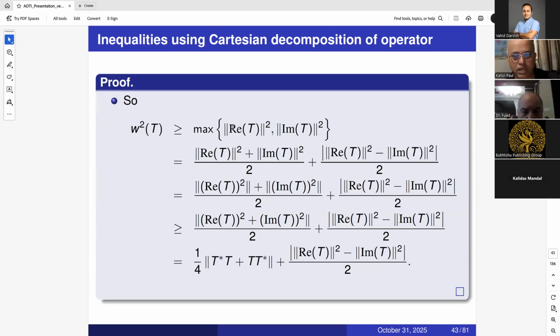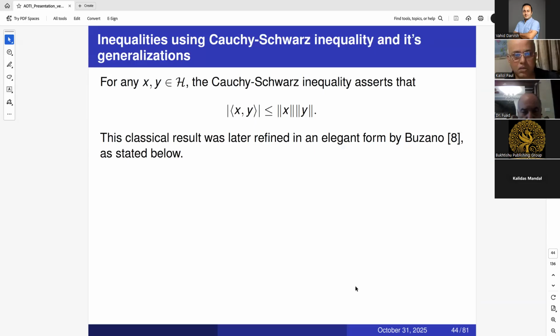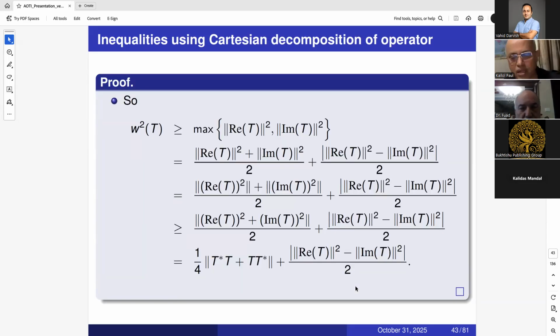W square of t, now we take this is greater than or equal to this. Last time it was Wt greater than or equal to max of norm of real t, norm of imaginary t. Now we have just taken the square. So again, we are applying the same real number inequality: maximum of a, b is greater than or equal to a plus b by 2 plus mod of a minus b by 2. Now you can again see, doing some calculations, this comes out to be true. So norm of this, 1 by 4 t star t plus t star plus this one. This is very typical of those inequalities using Cartesian decomposition.